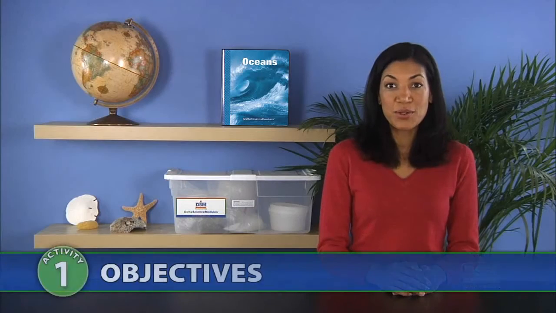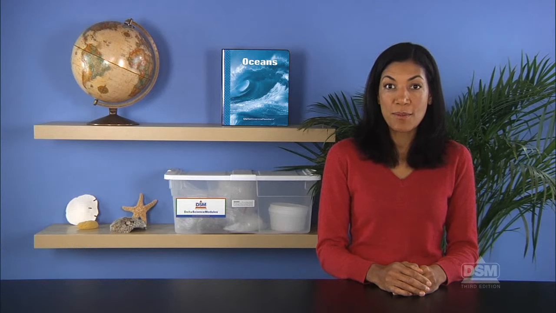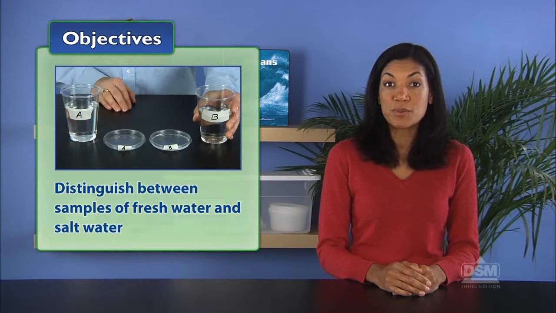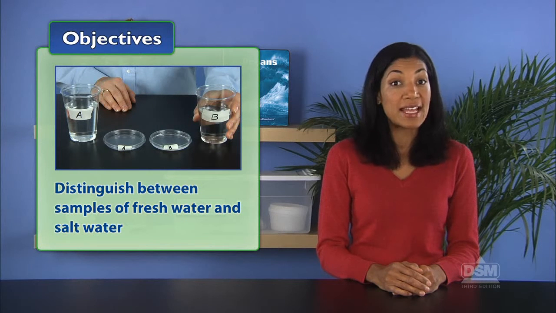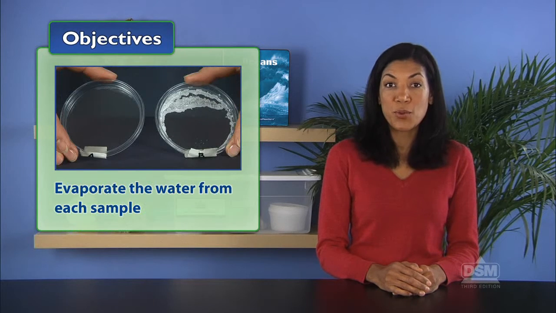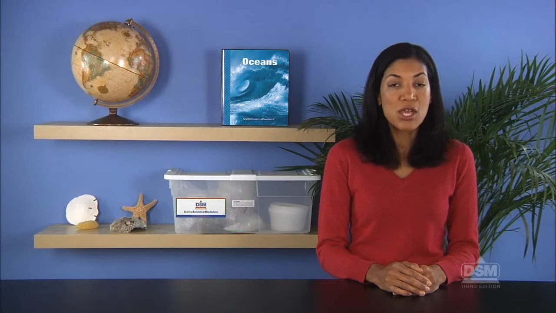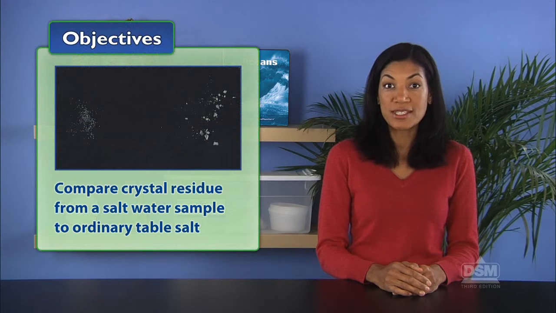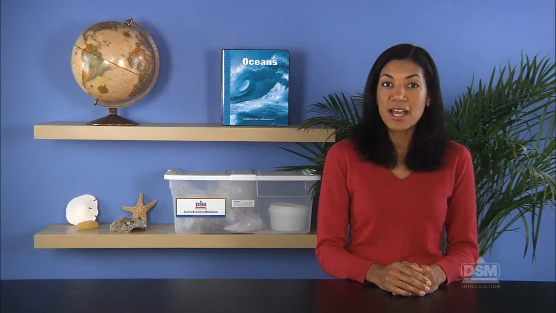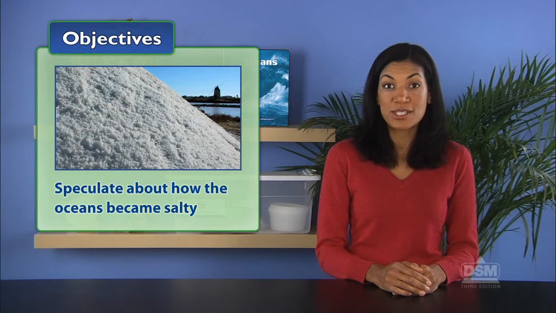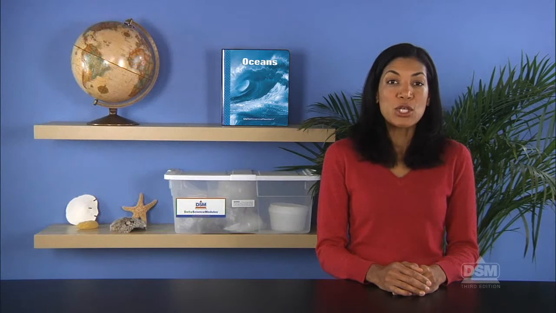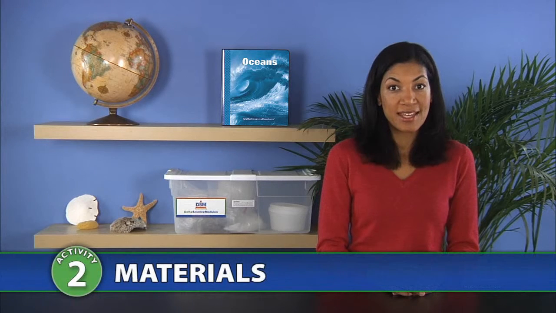In Activity 2, Composition of Ocean Water, students learn more about the chemical composition of ocean water. They first discuss ways to distinguish between samples of fresh water and salt water, and evaporate the water from each sample and examine the substance that remains. Students then compare the crystal residue from the saltwater sample to ordinary table salt, and finally speculate about how the oceans became salty. You will need the following materials from the kit.